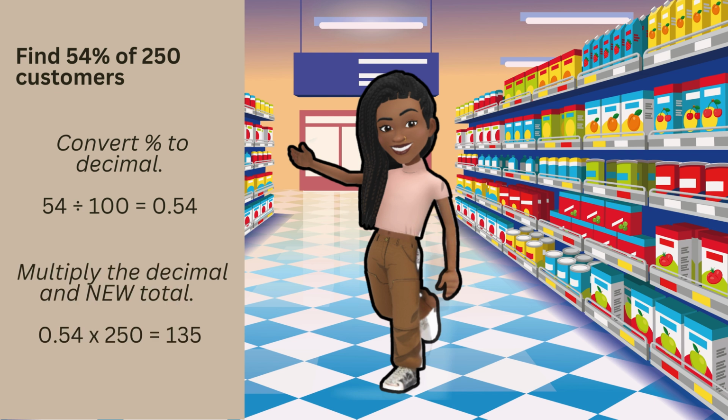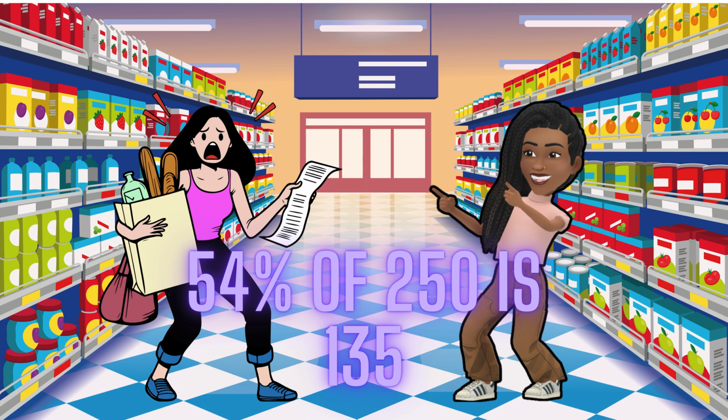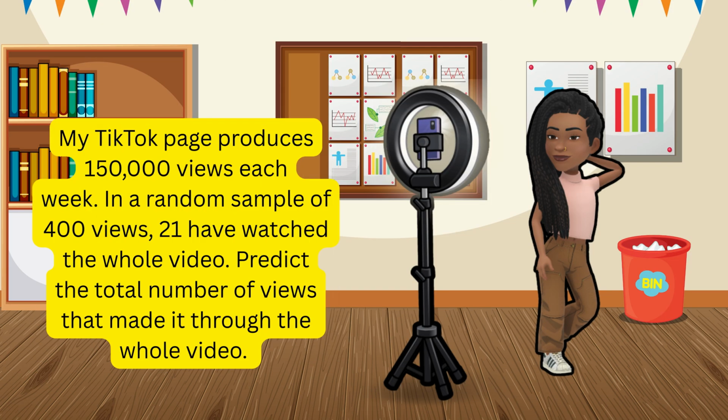Next, we'll multiply the decimal 0.54 by the new number of total customers, which is 250. This means out of 250 customers, about 135 of them would have receipts with smudge marks, which is still 54% of the total customers. Let's try one more.